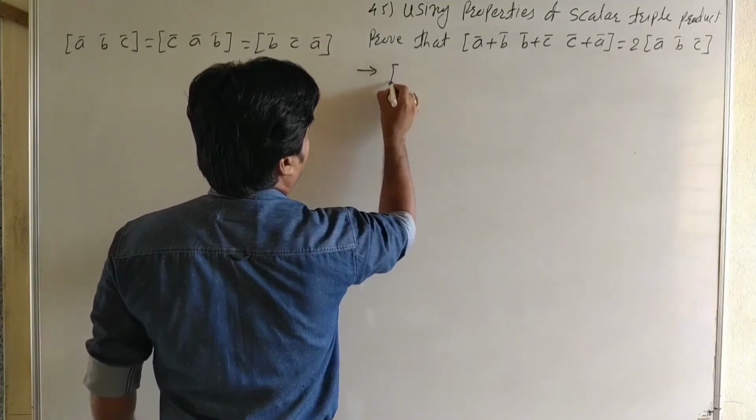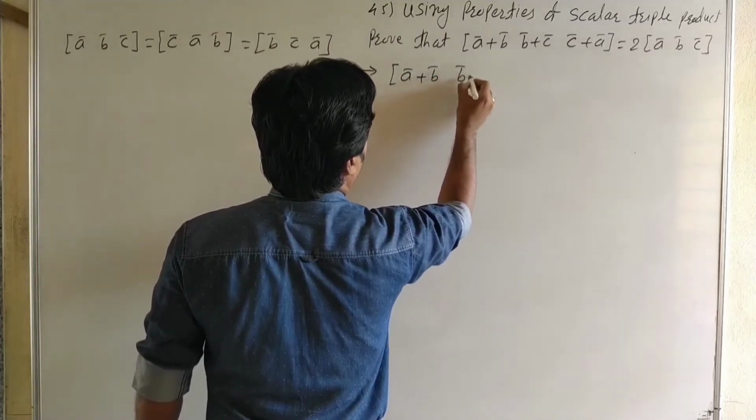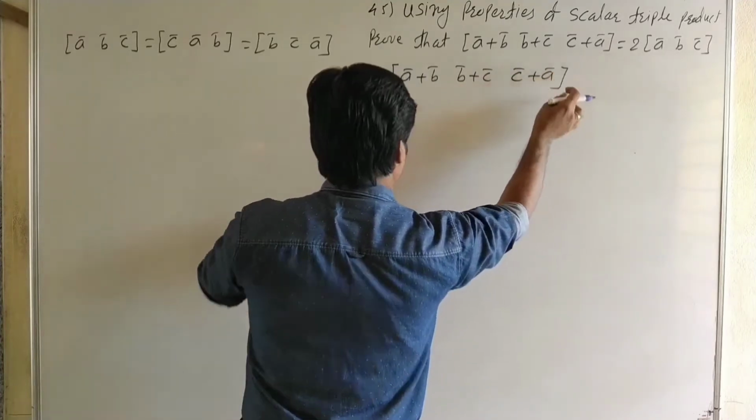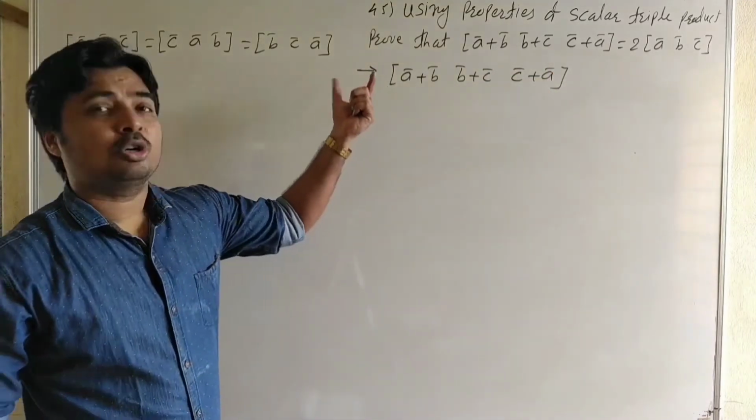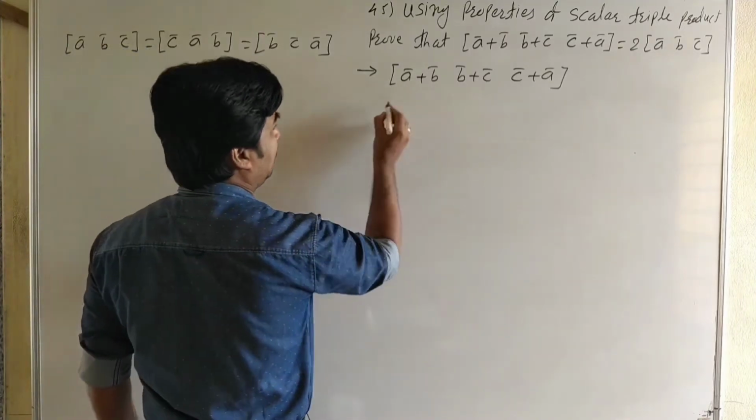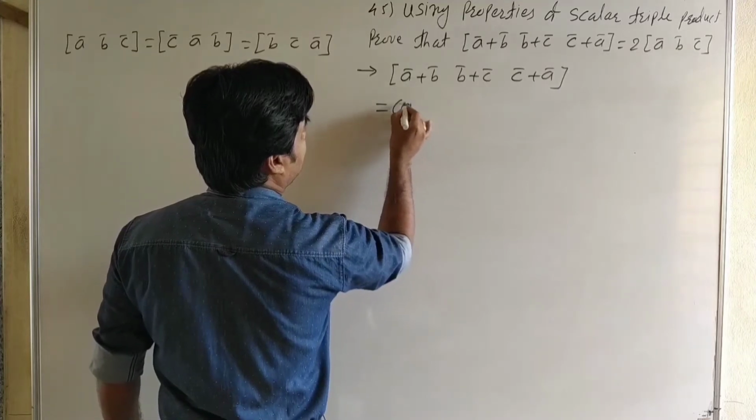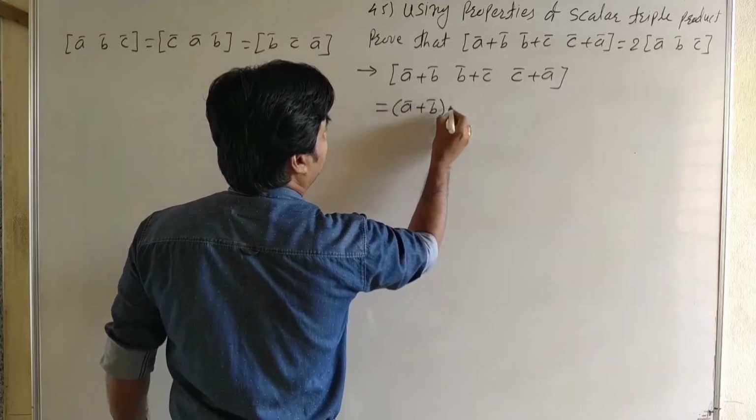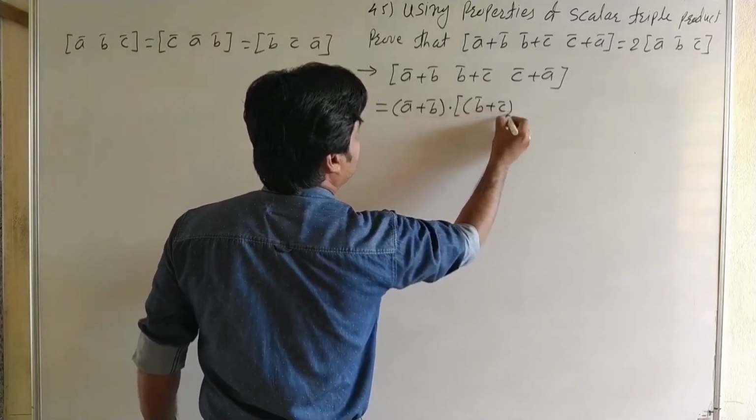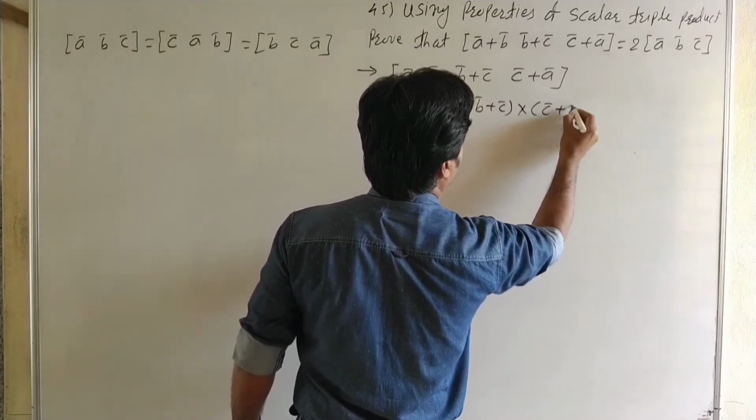Here it is (a bar plus b bar) plus (b bar plus c bar) and (c bar plus a bar). Okay, it is a triple product in the form of the box product. We can write the triple product in terms of dot product and cross product. Therefore, it is the first vector, a bar plus b bar, dot, b bar plus c bar, cross, c bar plus a bar.